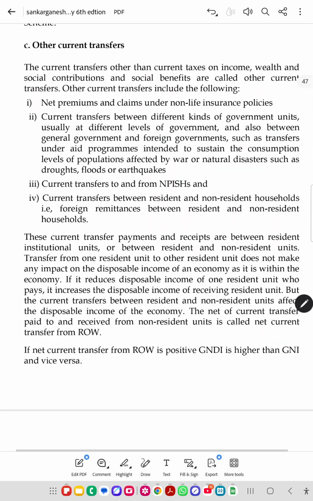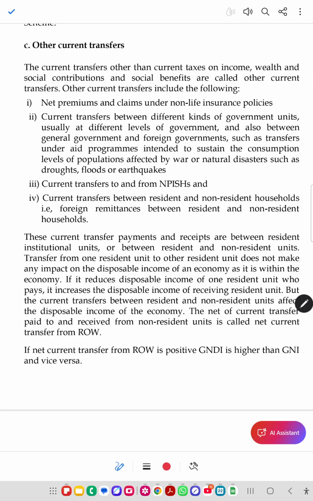Next part is other current transfers. Current transfers other than taxes on income, wealth, and social contributions and benefits are called other current transfers. Other current transfers include the following: net premiums and claims under non-life insurance policies, current transfers between different kinds of government units, usually at different levels of government.